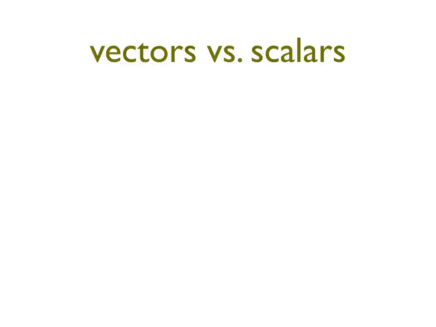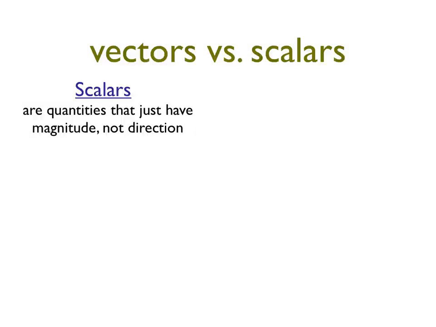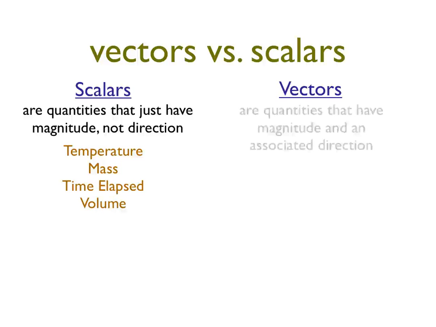Okay, so where we left off last time, we started by comparing vector quantities to scalar quantities. Scalar quantities have just magnitude, not direction. We talked about temperature, mass, time elapsed, volume. These are all quantities that don't have a direction associated with them, so they're scalar quantities. Vector quantities have magnitude, an amount, but they also have an associated direction.